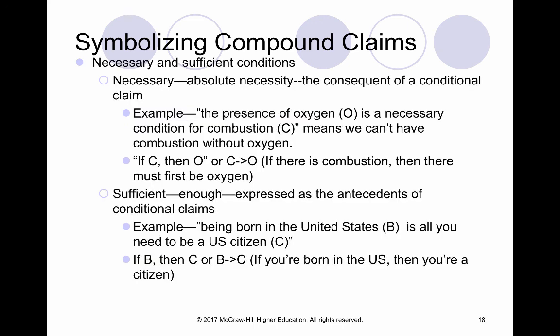Conditional claims are sometimes spelled out in terms of necessary and sufficient conditions. A necessary condition is something that you absolutely must have for something else to be true. So a necessary condition is a consequent of a conditional claim. This example shows how it works. The presence of oxygen is a necessary condition for combustion. And that means we can't have combustion without oxygen. So it needs to be if C, then O. If there's combustion, then there must first be oxygen.